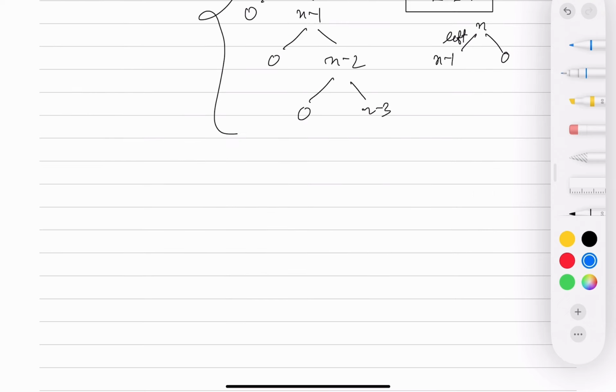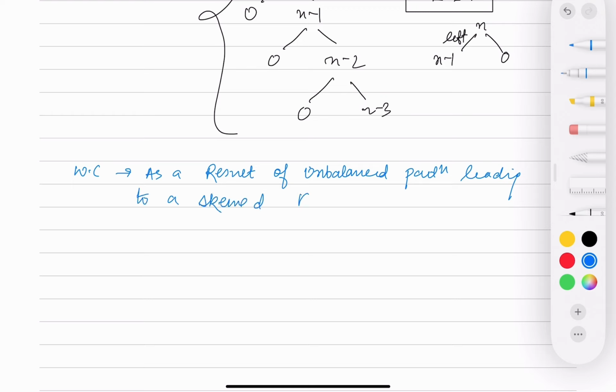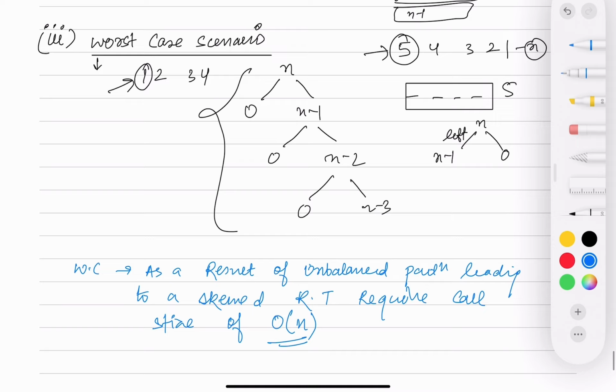So for the worst case, you can write: the worst case happens as a result of unbalanced partitioning, leading to a skewed recursion tree, which requires a call stack of size O of n. So you need space of O of n for the worst case.